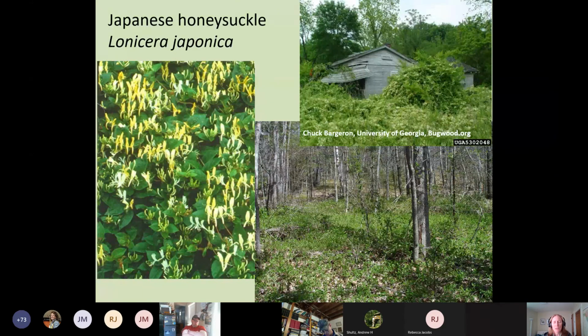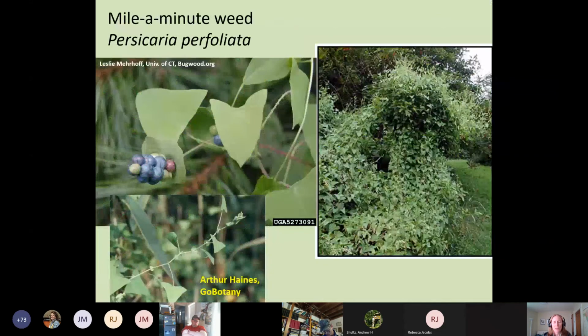Next up, we come to another vine, but this one is not woody. This is a herbaceous vine. This is an annual species, so it grows from seed every year. So the photograph on the right is all a single year's growth of a plant that grew from seed that year. So you can get a sense of how aggressive it can be.